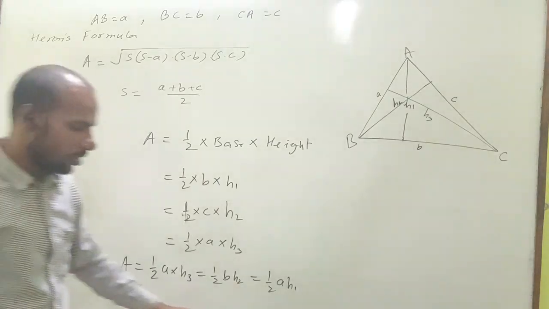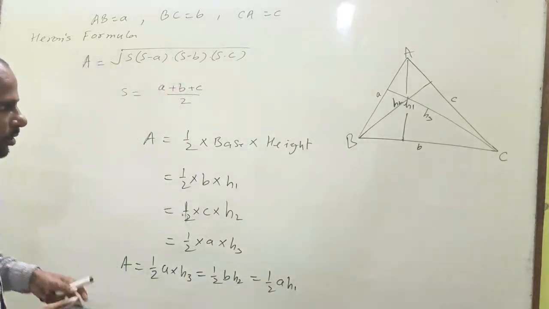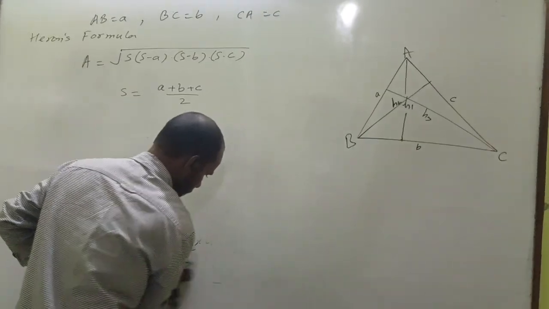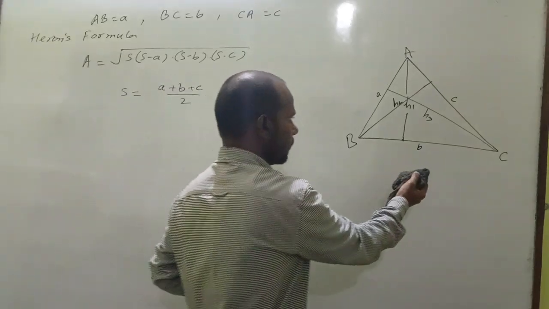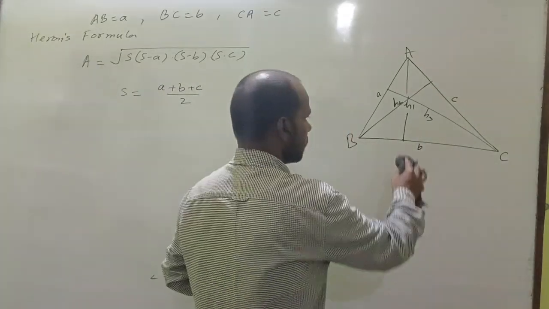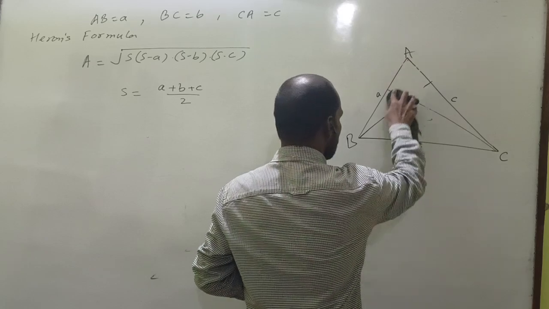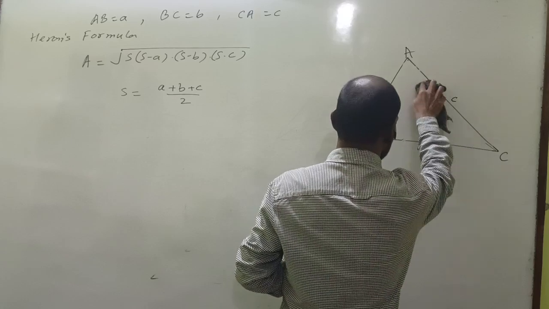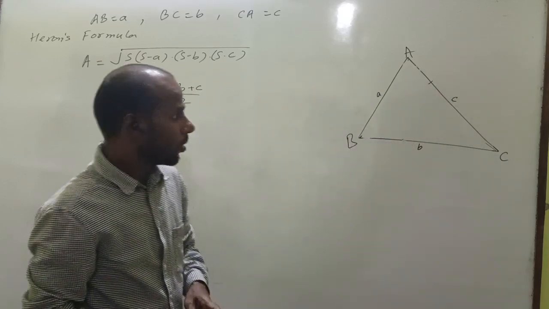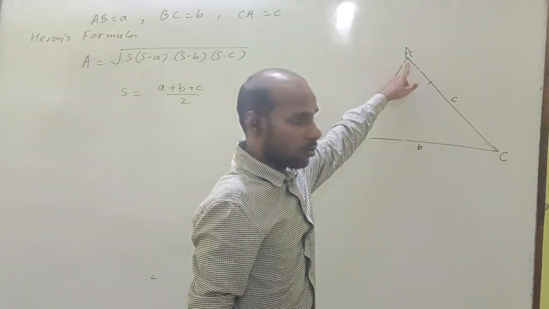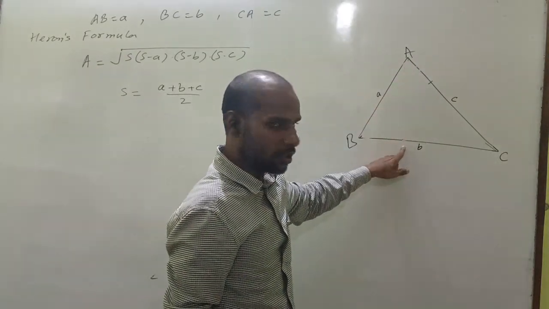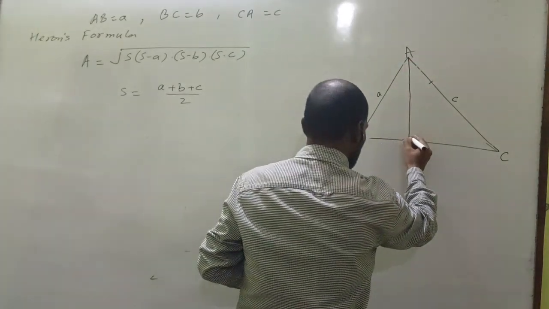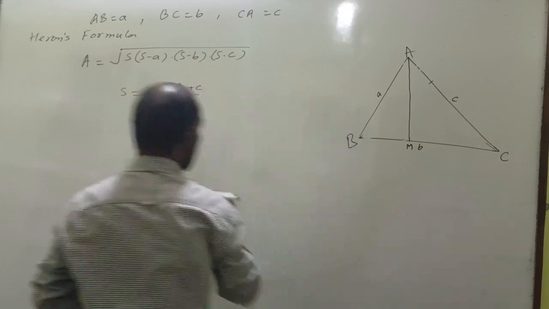Okay, let's talk about the derivation of this formula and where it comes from. Suppose this was the triangle that I have already drawn on the board, and the triangle was ABC, and we divide this triangle into two parts by dropping a perpendicular from this vertex to this side BC, such that AM is a perpendicular on BC.